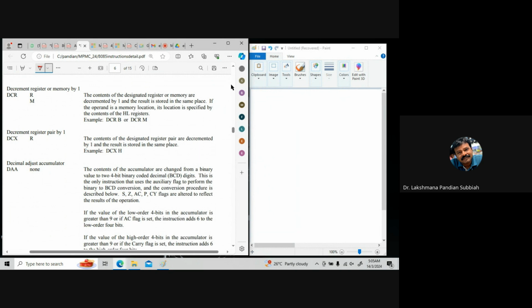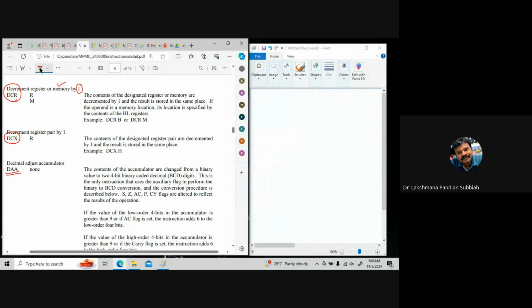Similarly, we have DCR, decrement register, and DCX, decrement register pair. As with INR, here we have DCR, decrement register with memory or memory by 1. DCX is register pair, which is implied.